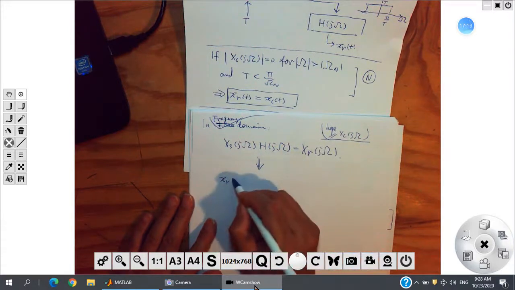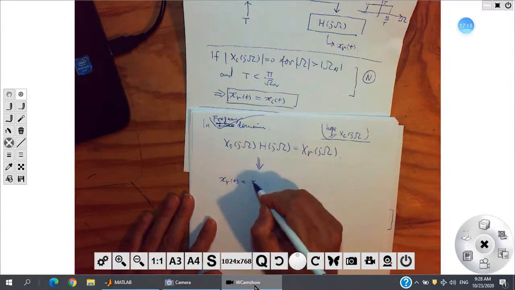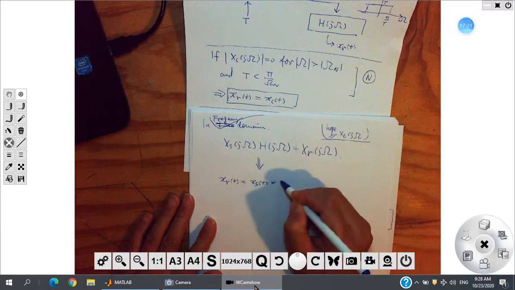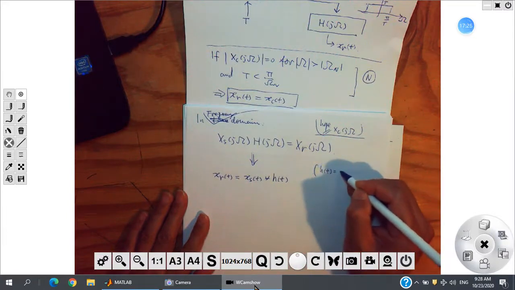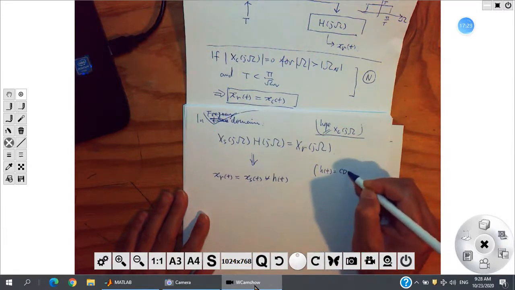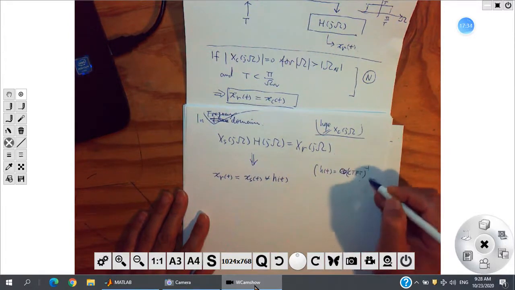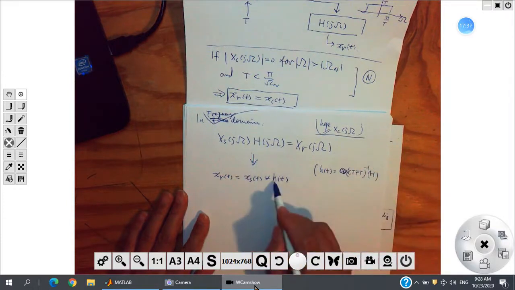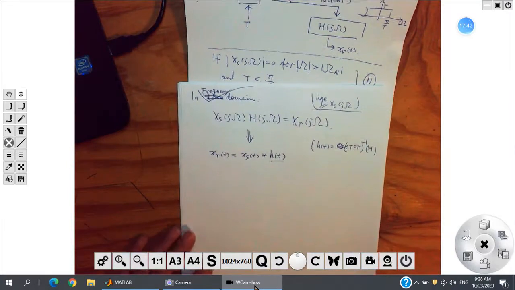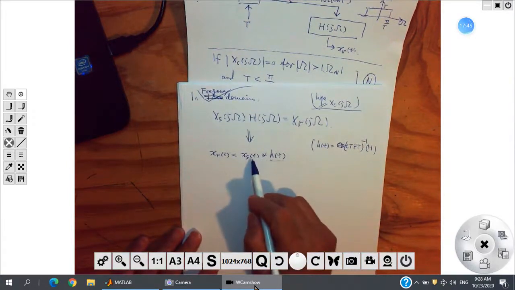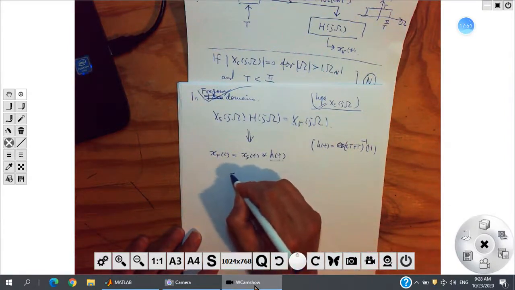Then xr of t is equal to a convolution of xs of t with h of t, where h of t is the inverse continuous-time Fourier transform of capital H. It's an impulse response actually. This convolution is in the time domain, continuous time.